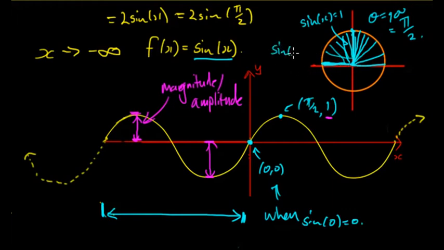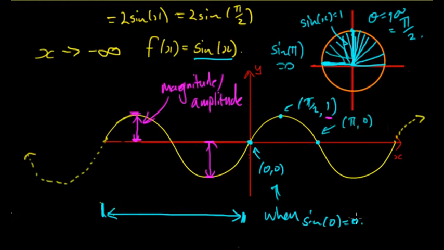So when you have sine pi, this is equal to 0, and that's when x is equal to pi. So here you have (pi, 0). So you can see there are going to be lots of x-intercepts. And when we looked at trigonometric equations, we saw that.